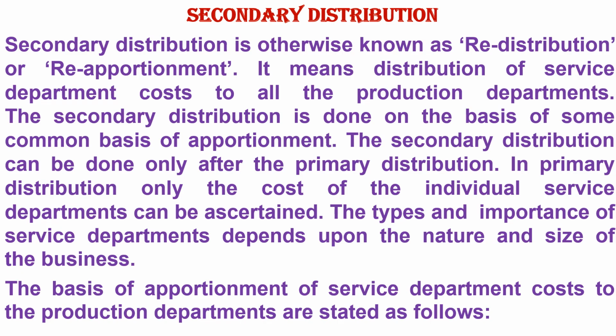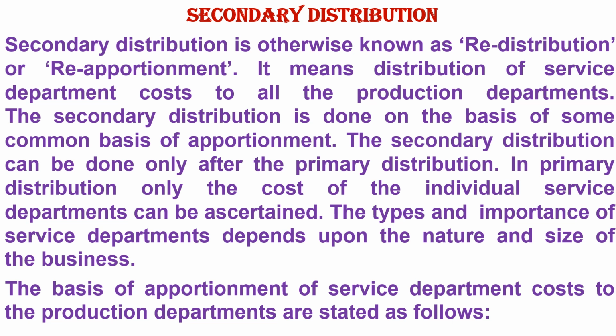Secondary distribution is otherwise known as reapportionment or redistribution. It means distribution of service department costs to all the production departments. The secondary distribution is done on the basis of some common basis of apportionment. It can be done only after the primary distribution. In primary distribution, only the cost of the individual service departments can be ascertained.